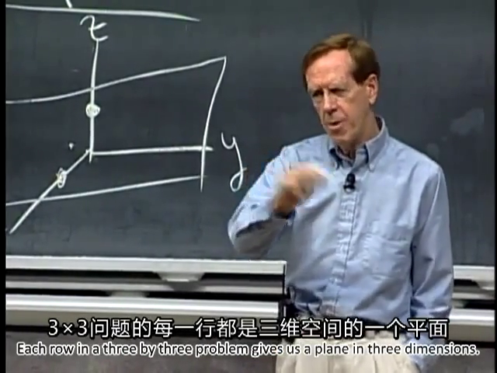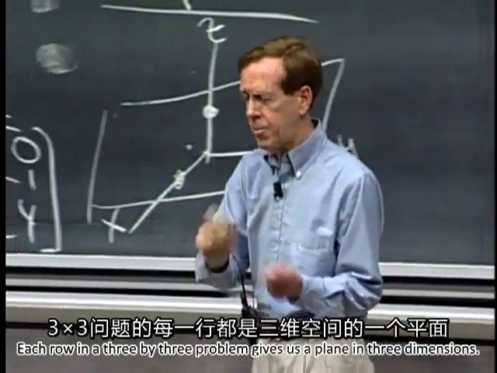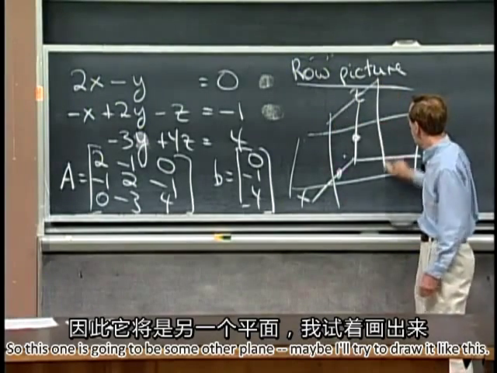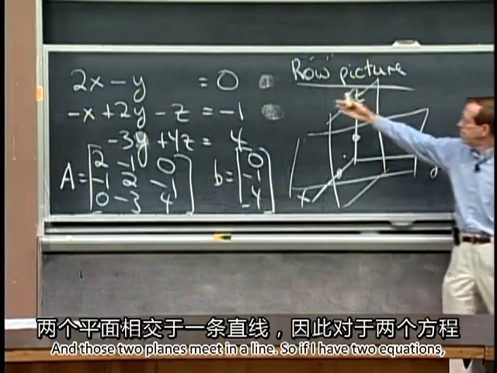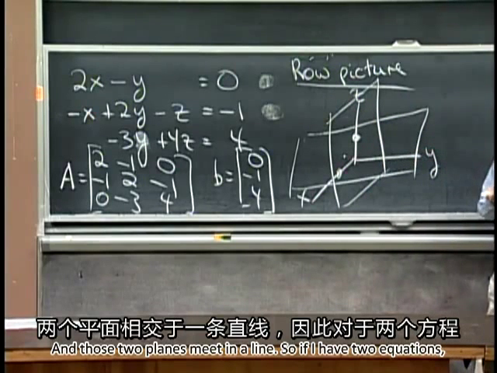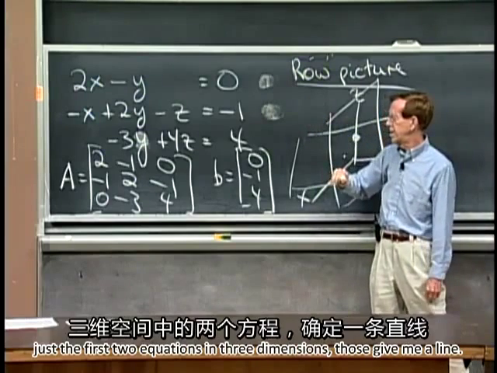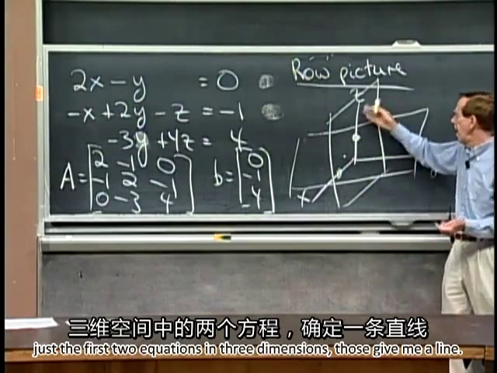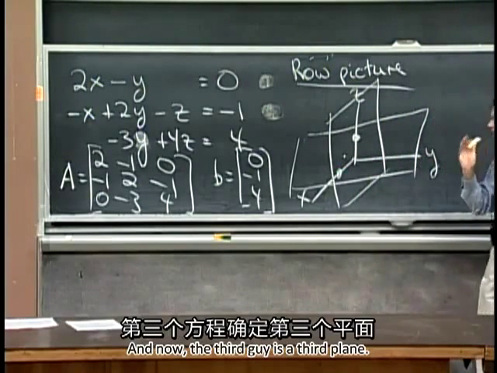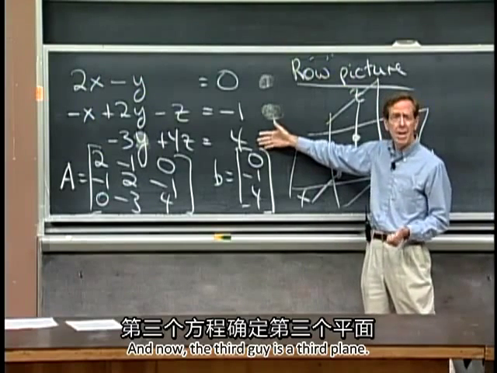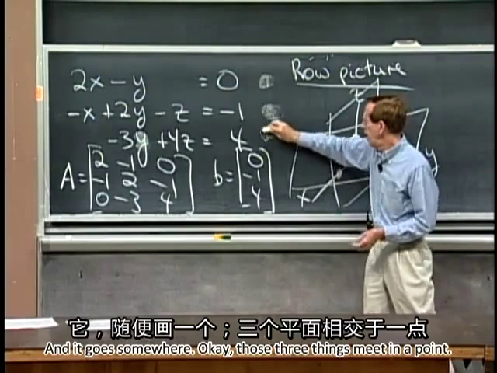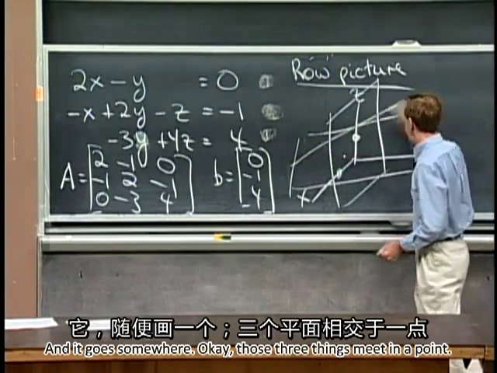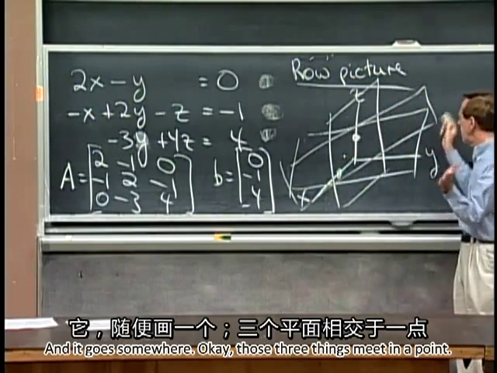Each row in a 3 by 3 problem gives us a plane in 3 dimensions. So this one is going to be some other plane. Maybe I'll try to draw it like this. And those 2 planes meet in a line. So if I have just the first 2 equations in 3 dimensions, those give me a line, the line where those 2 planes meet. And now the third guy is a third plane, and it goes somewhere. Okay, those 3 things meet in a point.